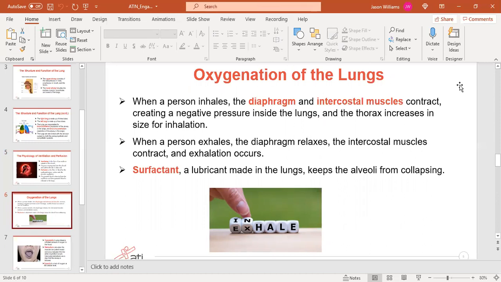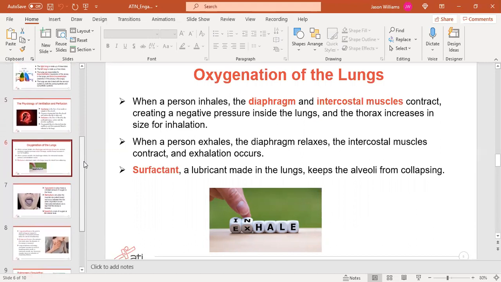And it just talks about oxygenation of the lungs. Somebody can read this page. When a person inhales, the diaphragm and intercostal muscles contract, creating a negative pressure inside the lungs, and the thorax increases in size for inhalation. When a person exhales, the diaphragm relaxes, the intercostal muscles contract, and the exhalation occurs. Surfactant, a lubricant made in the lungs, keeps the alveoli from collapsing.